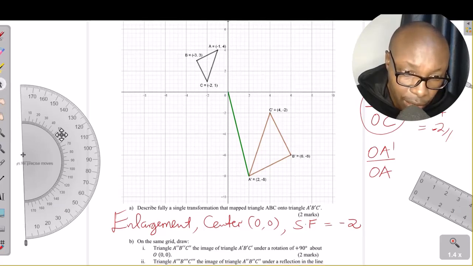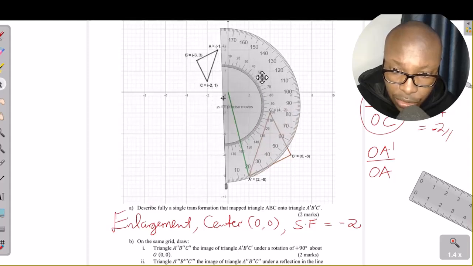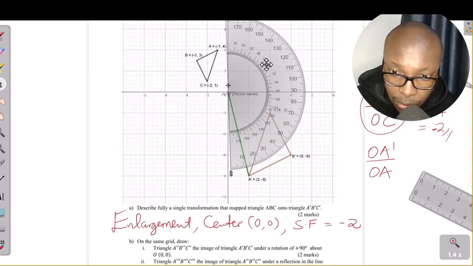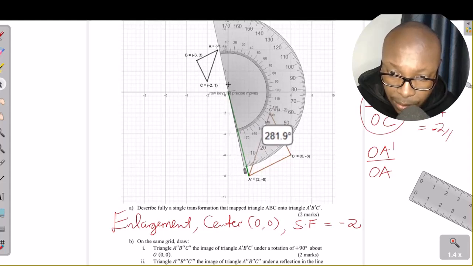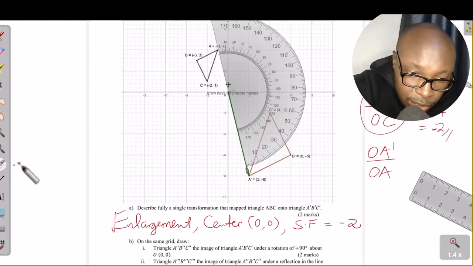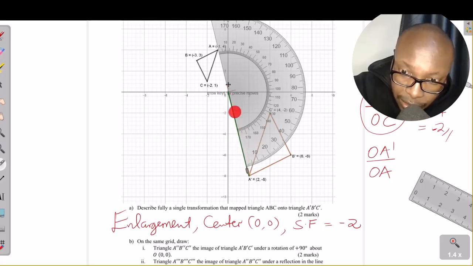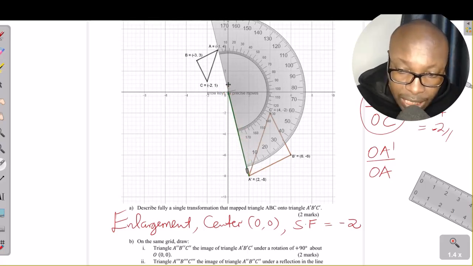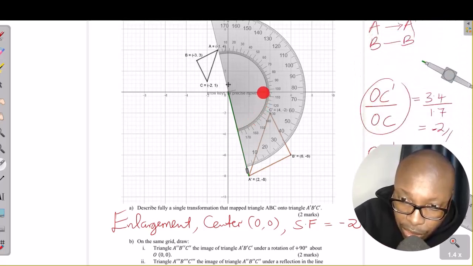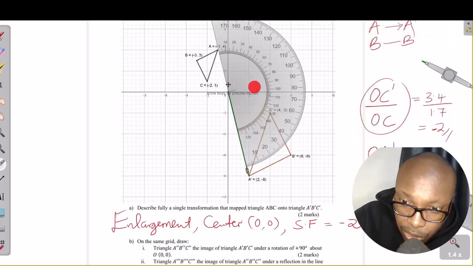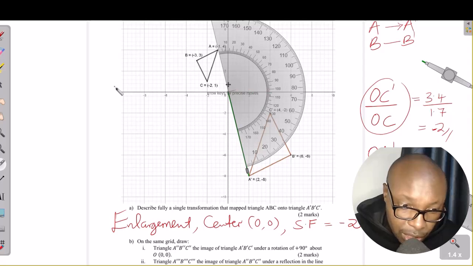I'd like you to observe how I'm going to place my protractor. On that line, ensure that the central part of the protractor is at the origin, and that the protractor is aligned along this straight line, like that. Then positive 90 degrees, you measure in the anti-clockwise direction. Anti-clockwise means you measure from this point going this way up to 90 degrees, like that.